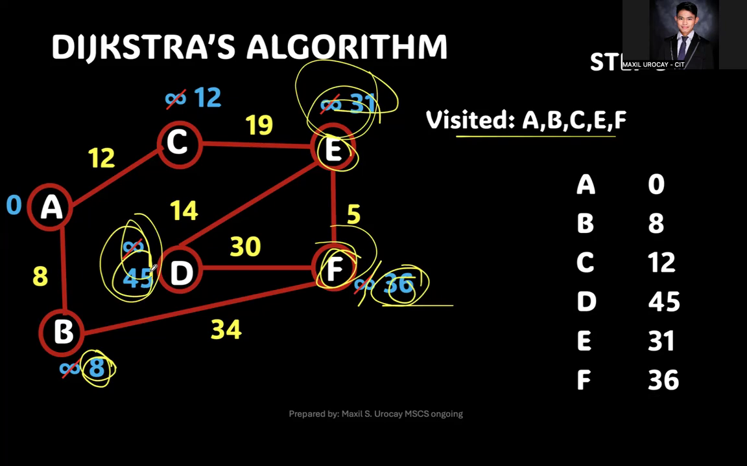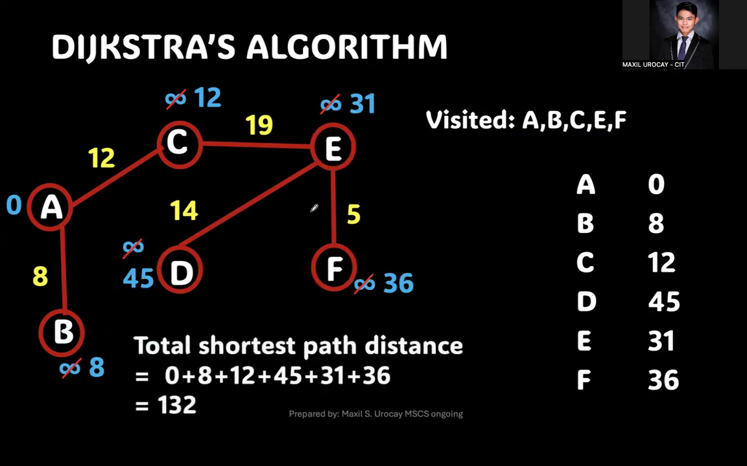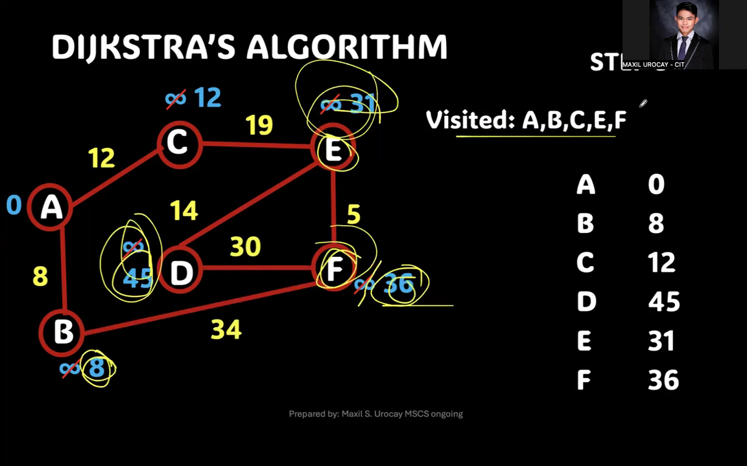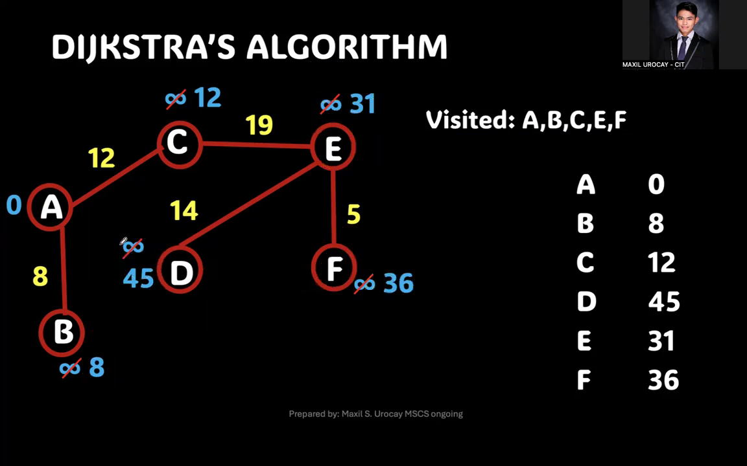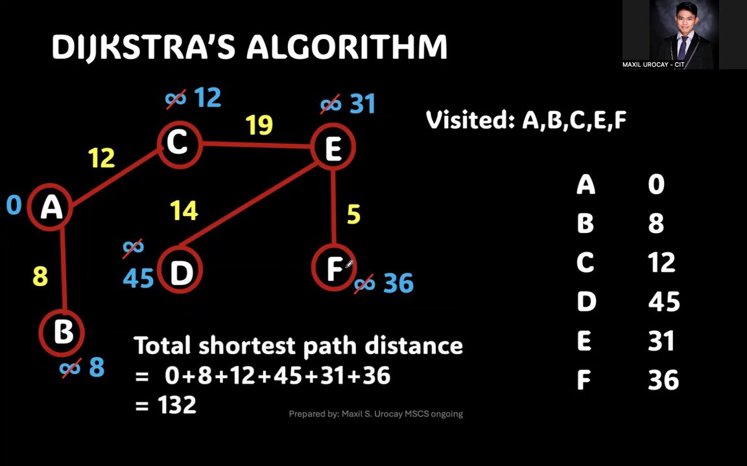And in step 6, we'll visit the letter D by doing A, B, C, E, F, then D. So the visited right now are A, B, C, E, F, D, by connecting E to D, which will be 31 plus 14. That will be 45, because the other route would be more, 36 plus 30. So that will be the lowest value or the shortest path right now using Dijkstra's algorithm for the undirected graph. So A, B, C, E, F, and letter D. That's how it works for the visited.